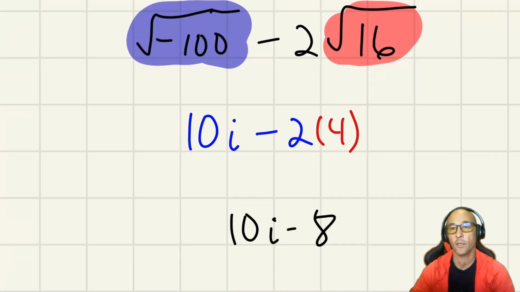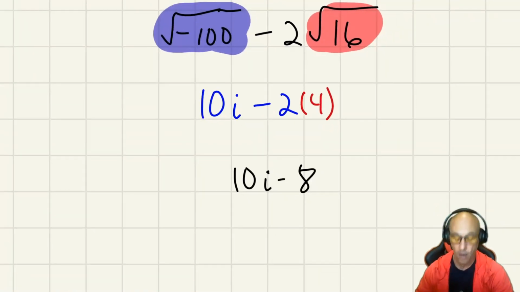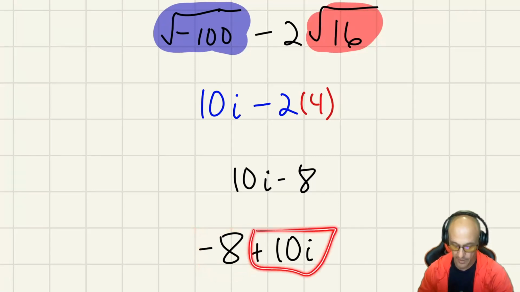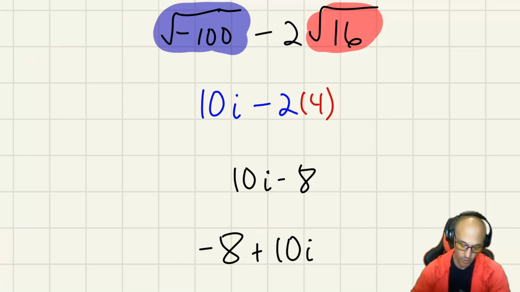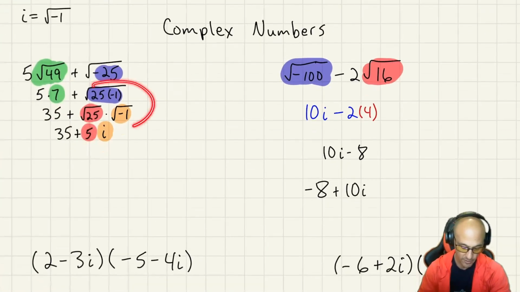And I'm actually going to ask that we rewrite this just because there's a standard way of writing complex numbers. We write the real part first, which is negative 8 plus 10i. So first comes the real part and then the imaginary part. And that's just a standard way that we write complex numbers. So, questions there? Are you okay with going from this step to that one, or do you like the way I did over here to break it apart into these two separate pieces?